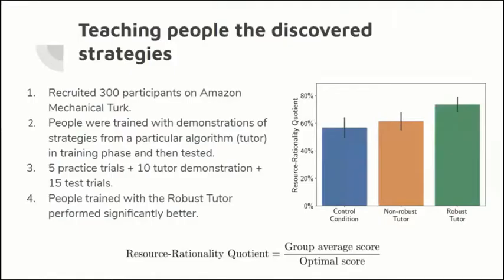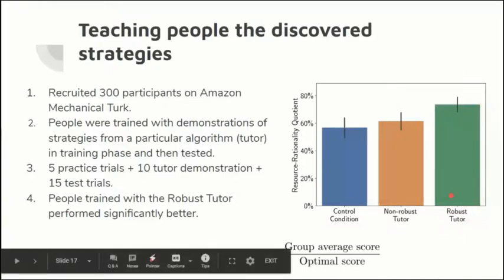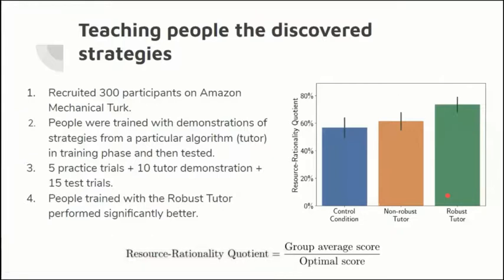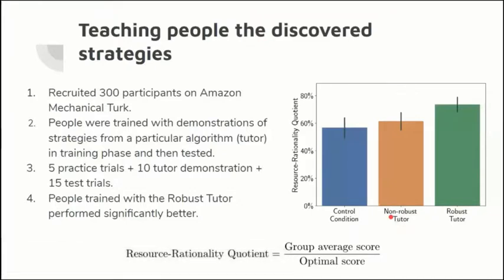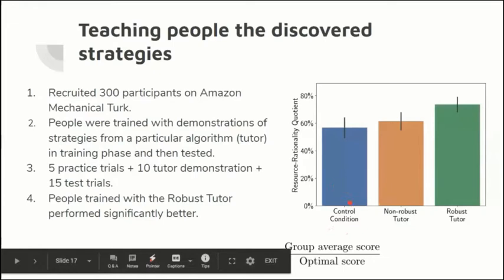As we want to teach these discovered strategies to people, we did an experiment on Amazon Mechanical Turk with 300 participants. Three conditions were considered. In the robust tutor condition, people were shown demonstrations of click sequences from BMPS with Bayesian inference. In the non-robust tutor condition, people were shown demonstrations of click sequences from DRQN without Bayesian inference. In the control condition, there were no demonstrations shown.